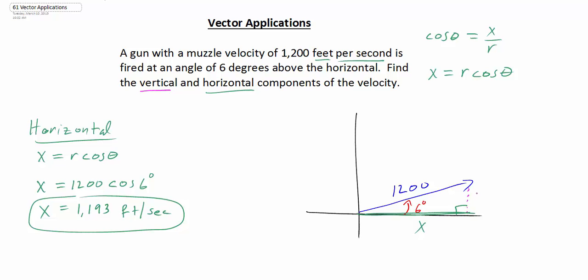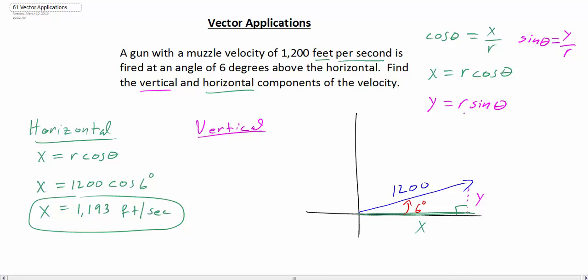So then if we look for the vertical or the y component, then we know that we can use y is equal to, instead of r cosine theta, it's going to be r sine of theta. And that's again because we know that the sine of theta is equal to y over r. So if we solve this for y, we're going to simply get r sine of theta. So if we use y equals r sine of theta, we're going to have 1200 sine of our 6 degree angle.